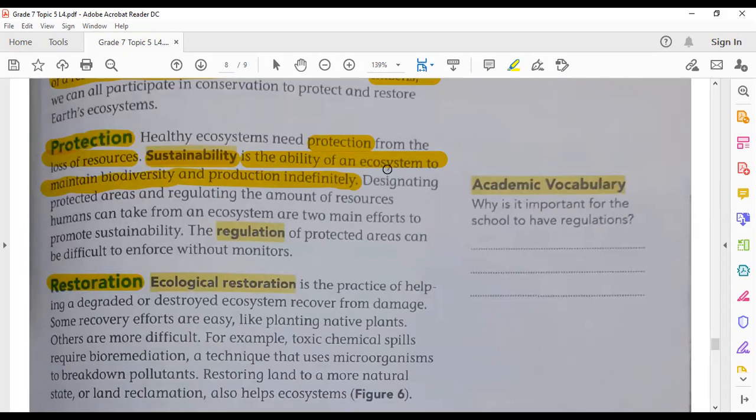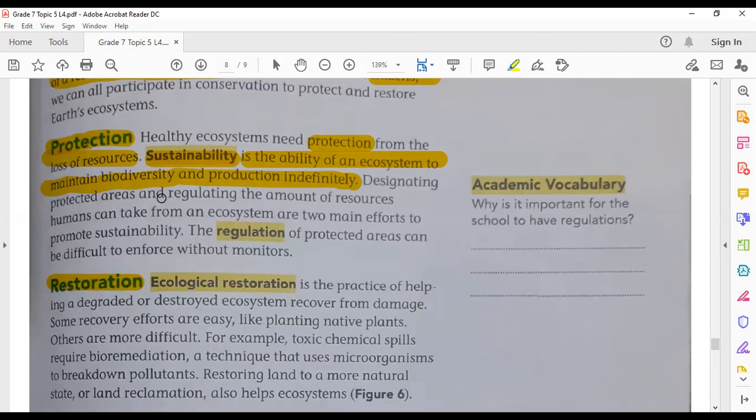It is the ability of an ecosystem to maintain biodiversity and production indefinitely. Or in another way, sustainability means that the ecosystem is able to give you services forever. Without protection, without conservation, it's impossible to have sustainability.